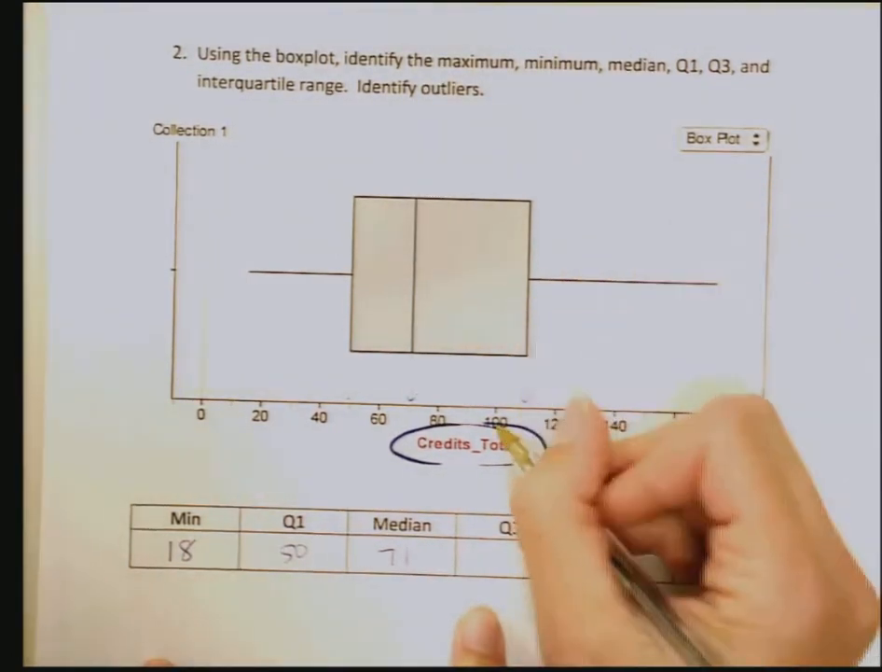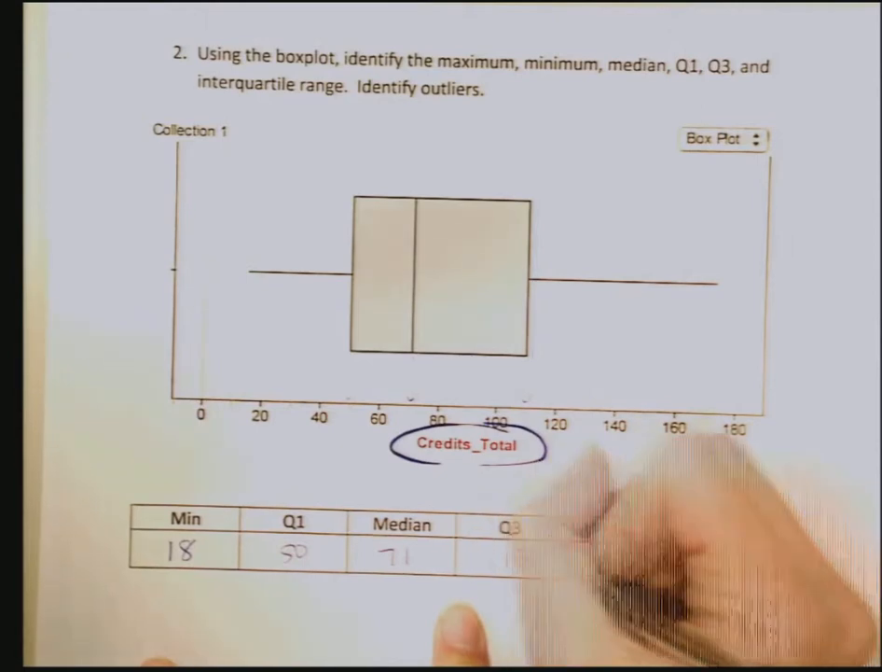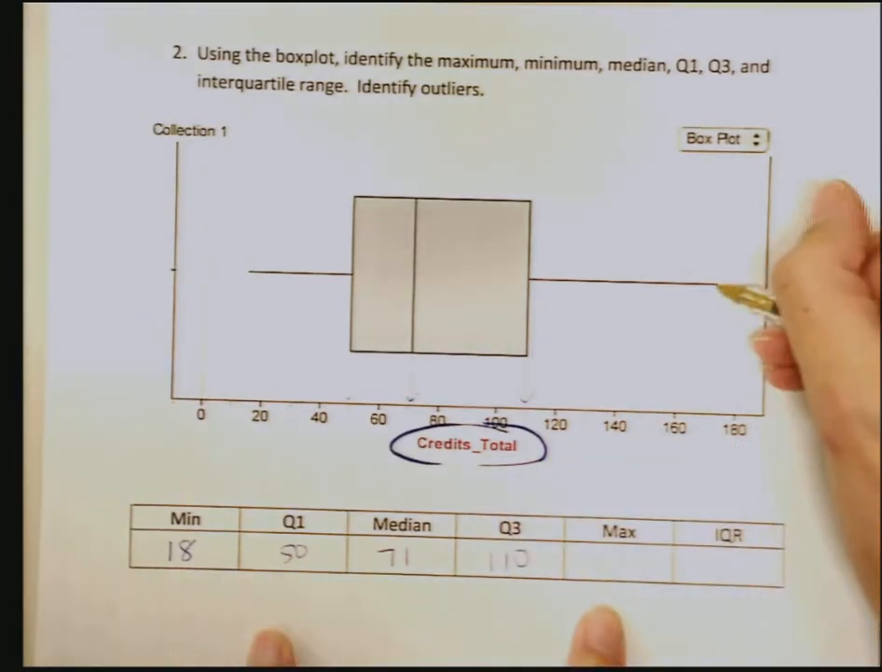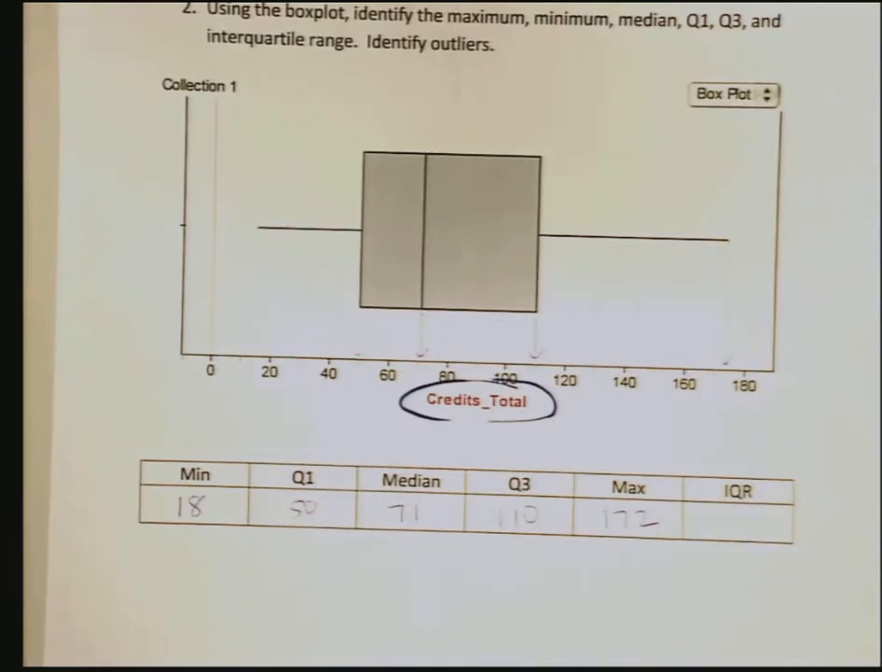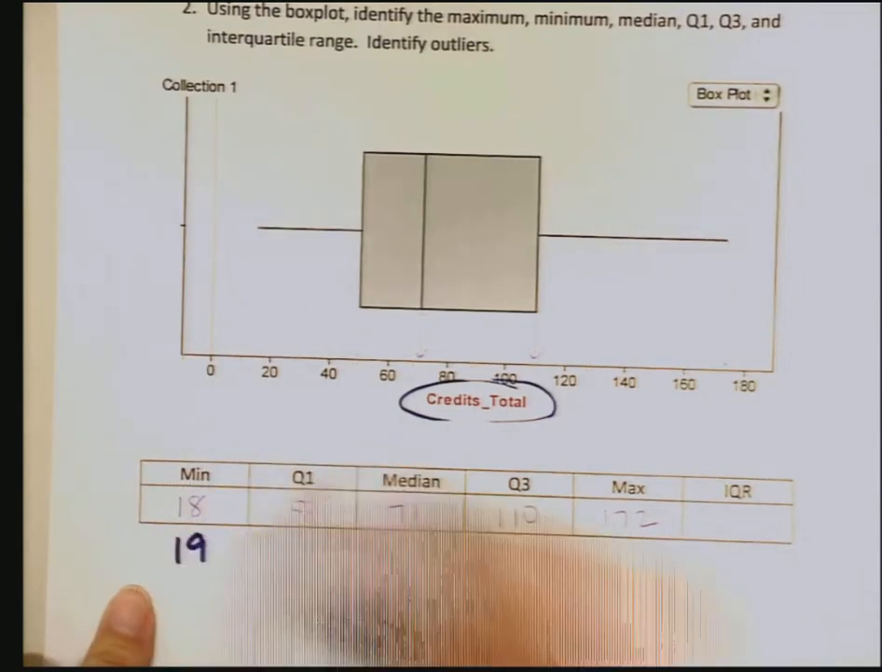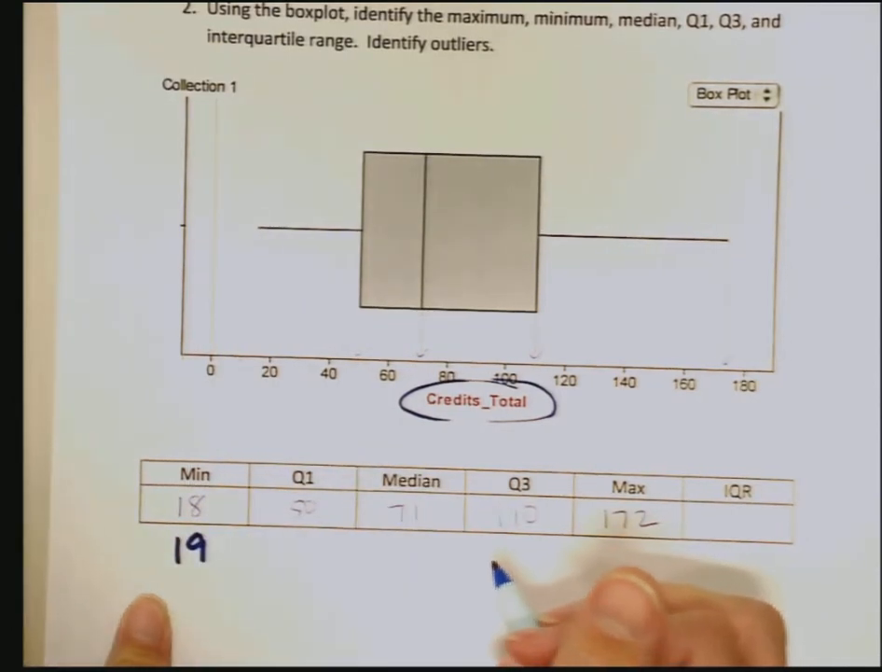It looks like between 100 and 1, it's like 110 for quartile 3. And my maximum is somewhere over there, I don't know, maybe 172. Let me give you those actual values. So I computed these before I started the video. The actual minimum credits total was 19.